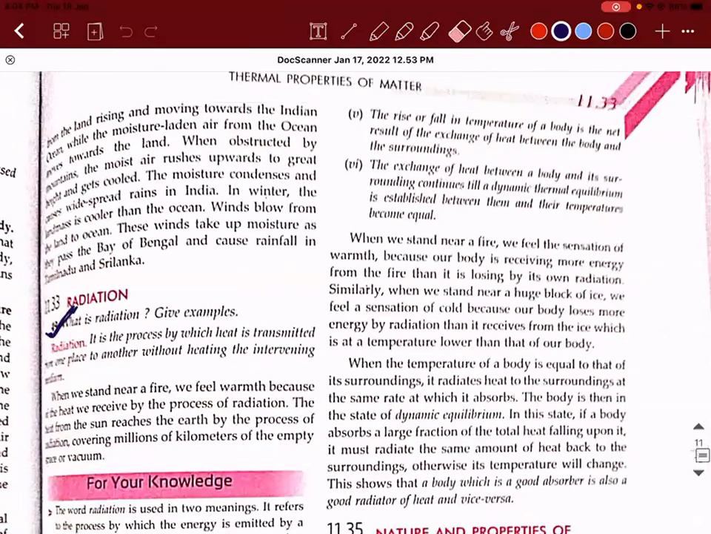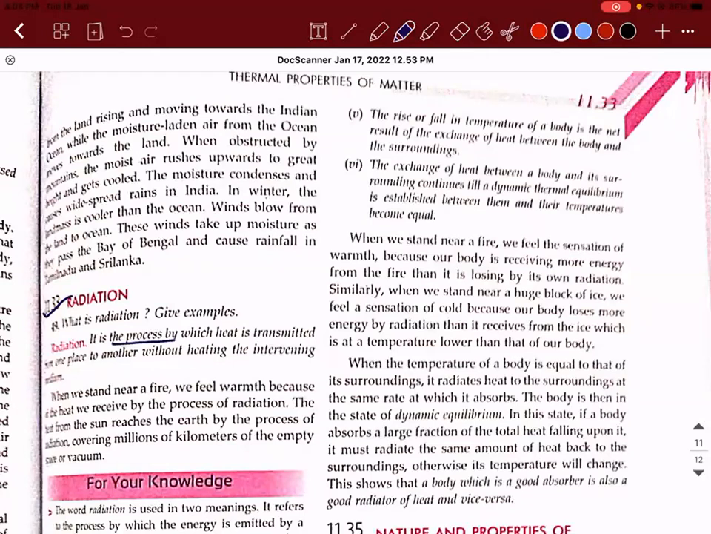So yesterday we discussed the concept of conduction and convection. The third type of heat transfer mode that we need to discuss is radiation. So let us understand what this radiation is.